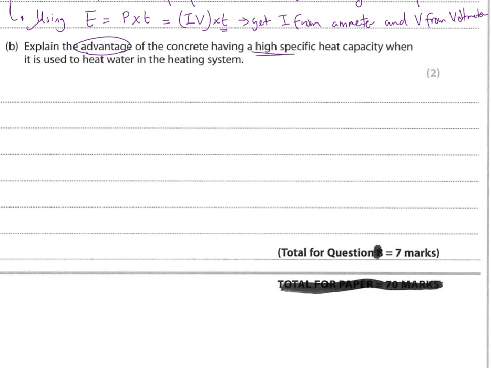Okay, now, if something has a high specific heat capacity, what does it tell us? Okay, now let's look at the equation. So the equation is C is equal to E over m delta theta. Now if C is going up, it means that the energy is high. So this tells us it's going to take a huge amount of energy. For you to heat it up, it's going to take a huge amount of energy.